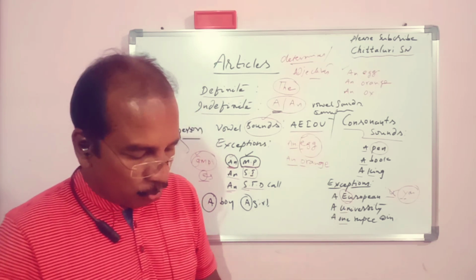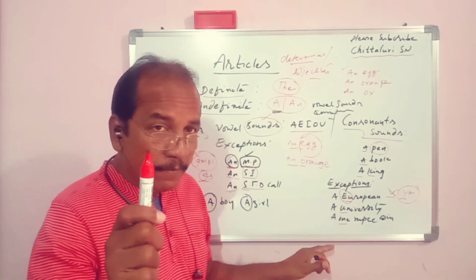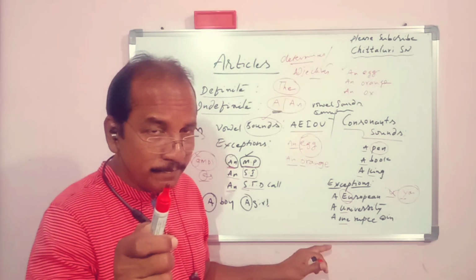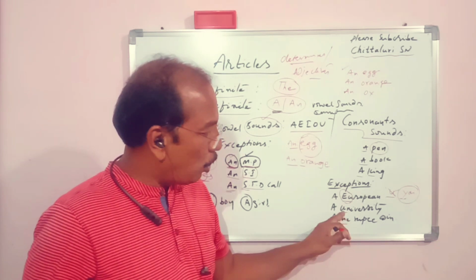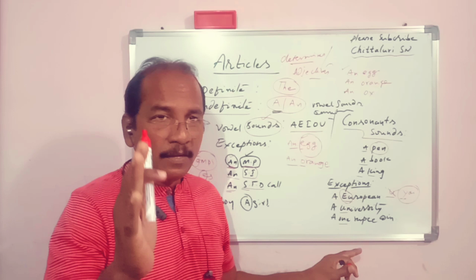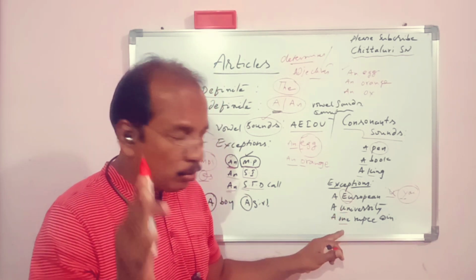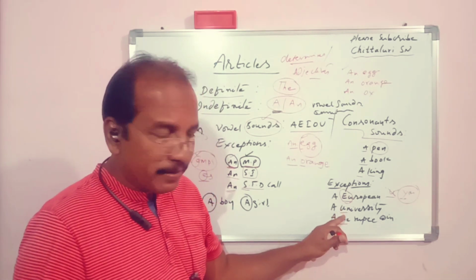This word, university, starts with the letter U, which is a vowel letter. But here, what is the sound? That is what we should check. Though the word starts with a vowel letter, what is the sound of it?